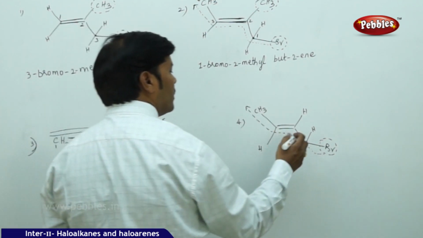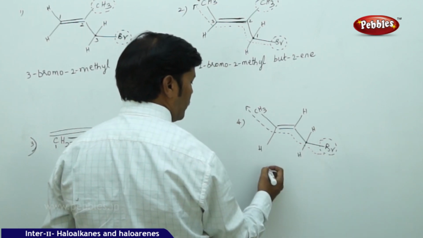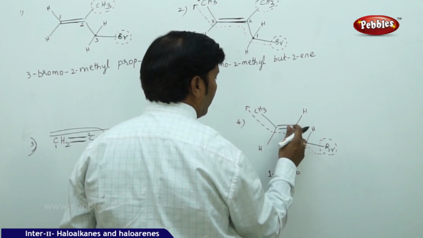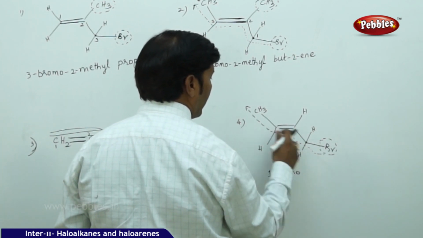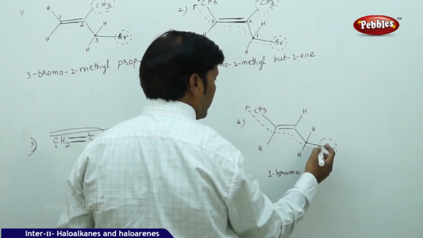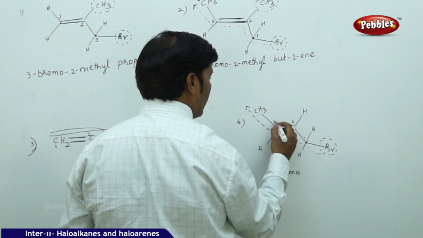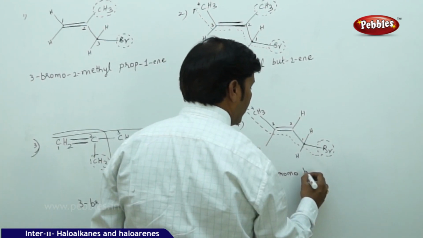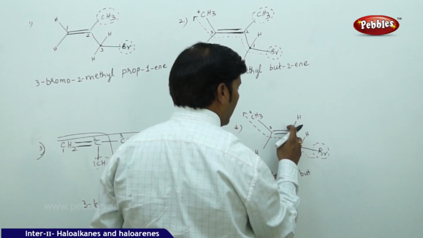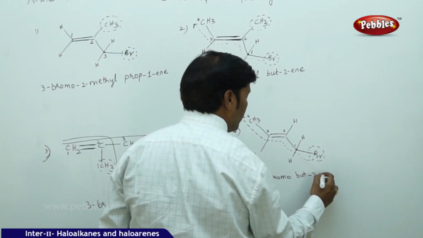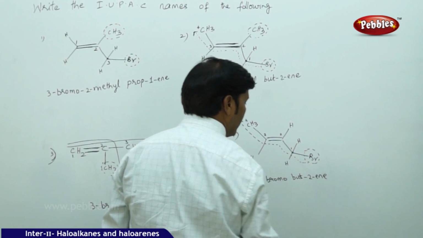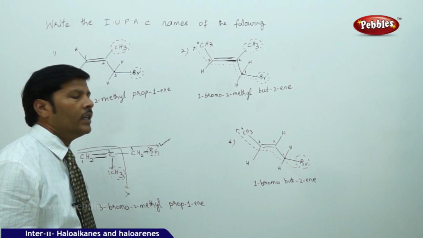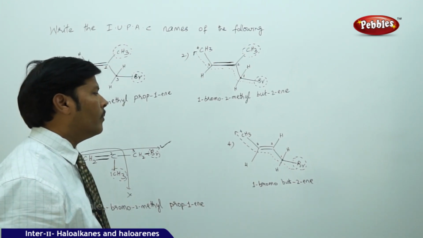So the best thing we can do is highlight the substituent first. This is 1-bromo. The position of the double bond remains unchanged when going from right to left, so take the longest possible chain. This is 1, 2, 3, and 4. So the 4 carbons, root word is but. The position of the double bond is after the second carbon, so but-2-ene. 1-bromobut-2-ene is the IUPAC name of the given compound.